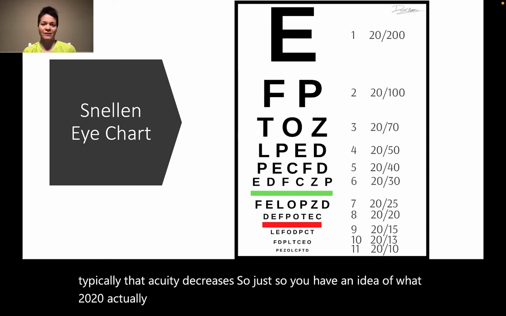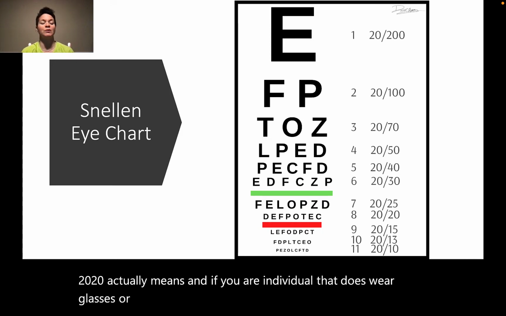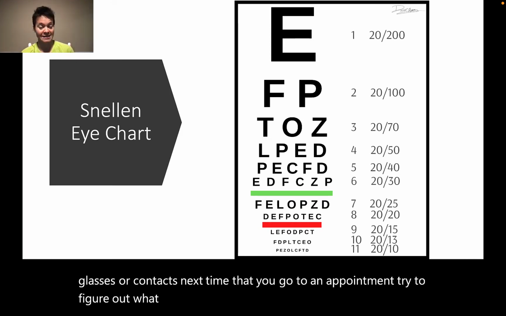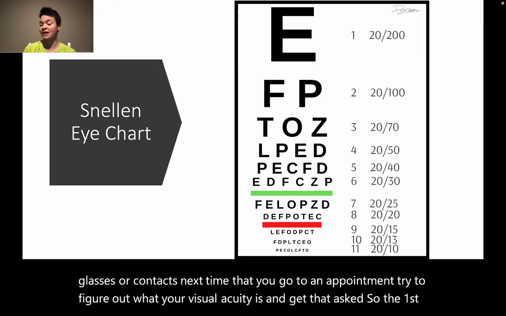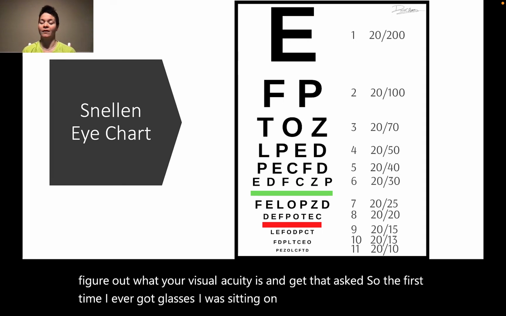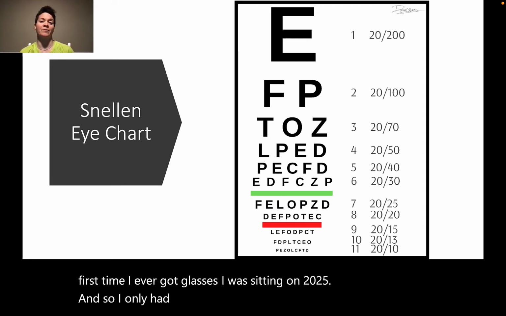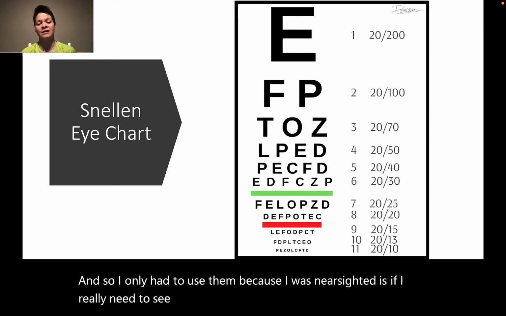And if you are an individual that does wear glasses or contacts, next time that you go to an appointment, try to figure out what your visual acuity is and get that asked. So the first time I ever got glasses, I was sitting on 20/25. And so I only had to use them because I was nearsighted, if I really need to see something far out in the distance.